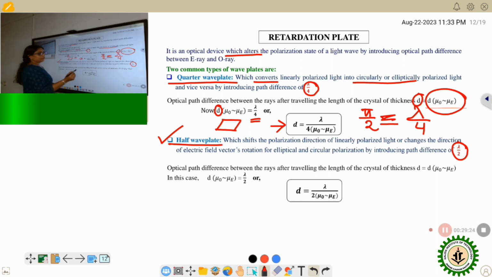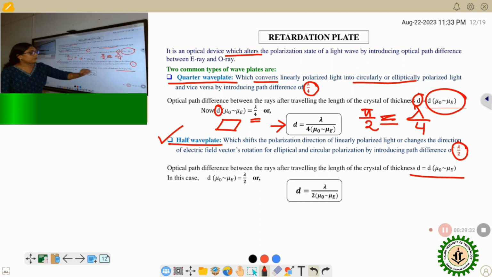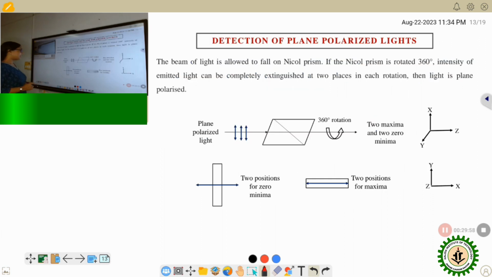So the optical path difference for a half wave plate again will be d into mu o difference mu e, and in this case d into mu o difference mu e must be equal to lambda by 2. So the thickness for a half wave plate must be lambda by 2 into mu o difference mu e. Thus we can change the state of polarization by using retardation plates. We will need these retardation plates later while detecting different types of polarized light.